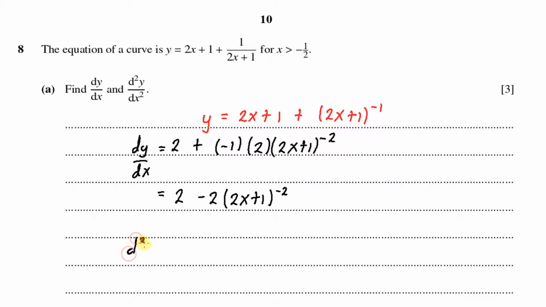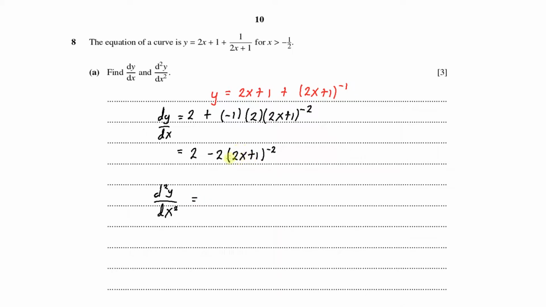Therefore, for d squared y by dx squared, we are differentiating the first derivative. Differentiating 2, we get 0. Here we have minus 2, then we bring down the power minus 2, then we differentiate inside the bracket to get 2, then we have (2x plus 1) to the power of minus 2 minus 1, which is minus 3. So this gives us minus 2 times minus 2 times 2, that's 8, of (2x plus 1) to the power of minus 3. So these are the two solutions for part A. Let's move on to part B.